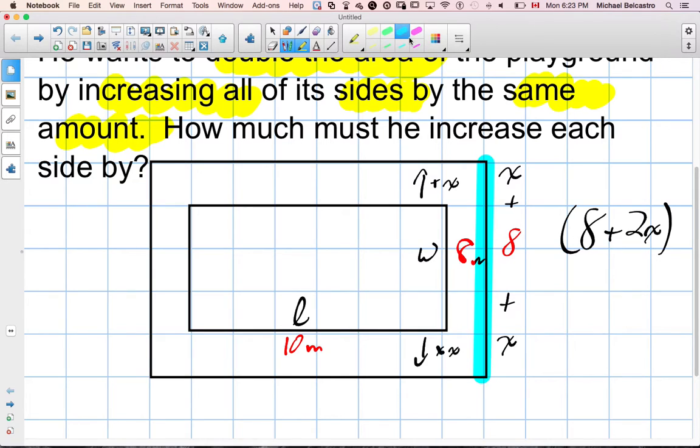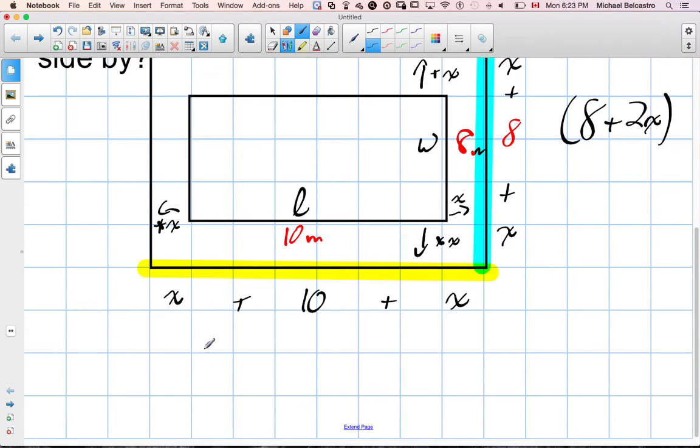And our length, which will be the yellow part, is the exact same stuff. This side's being increased by x, and this side's being increased by x. So we take 10 plus x plus x. So our new expression would be 10 plus 2x.